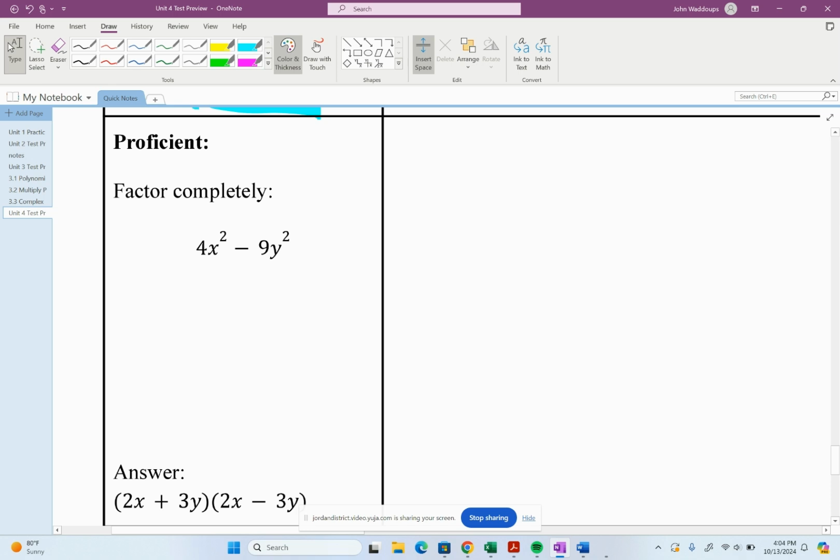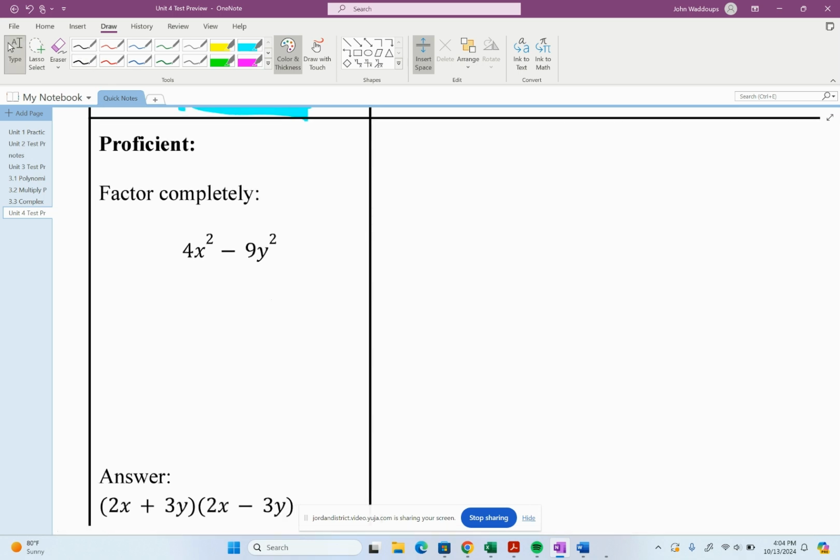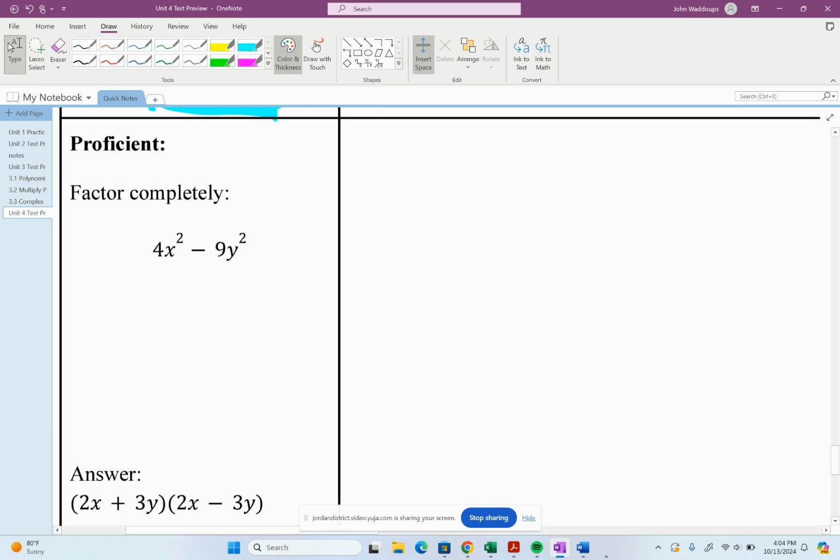Recall, and if this is too little information for you, please feel free to watch the approaching proficient video of the same topic. But if you can write something in the form of a squared minus b squared, then you can take that to the next step and say I've got a plus b times a minus b. And so these would be the factors from a difference of squares.